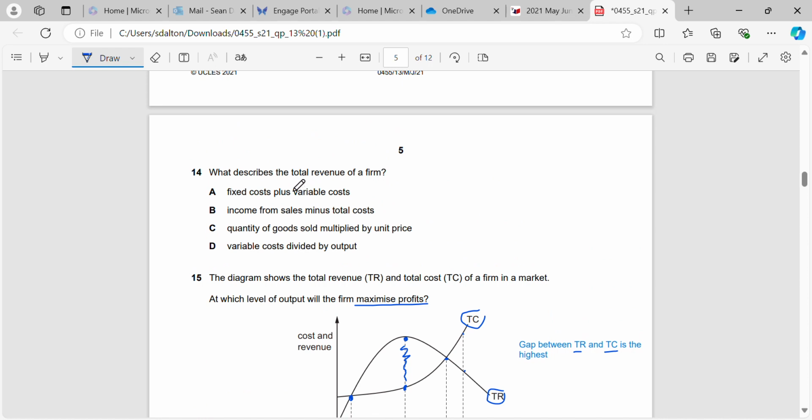Okay, question 14. What describes the total revenue of a firm? This is very simple. The total revenue is the number of goods that we sell, so the quantity of goods sold, multiplied by the unit price. Total revenue is basically how much sales we have, and that's the price of what we're selling the product for multiplied by how many products we sell.